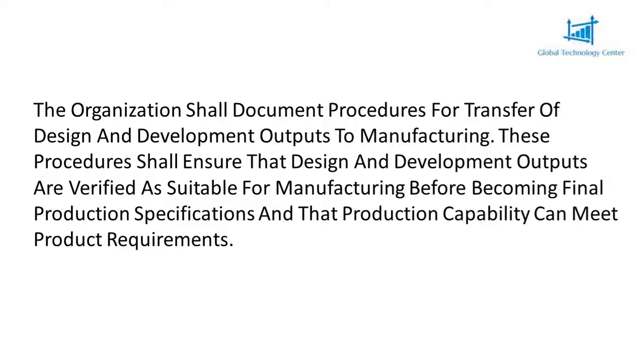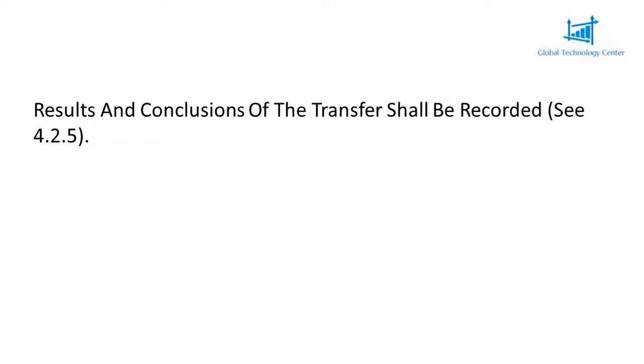The organization shall document procedures for transfer of design outputs to manufacturing. These procedures shall ensure that design outputs are verified as suitable for manufacturing before becoming final production specifications and that production capability can meet product requirements. Results and conclusions of the transfer shall be recorded.